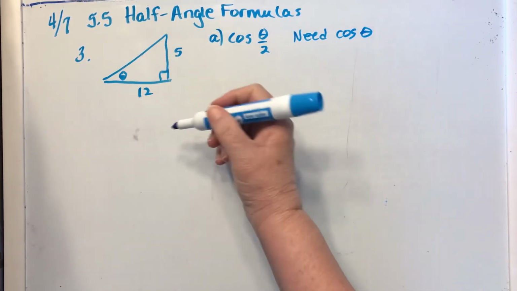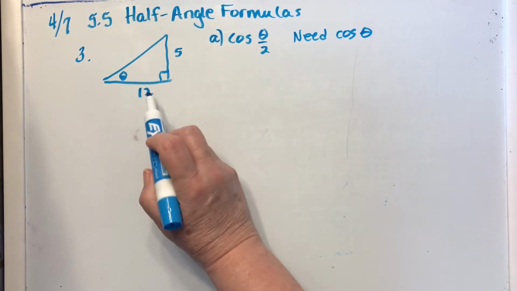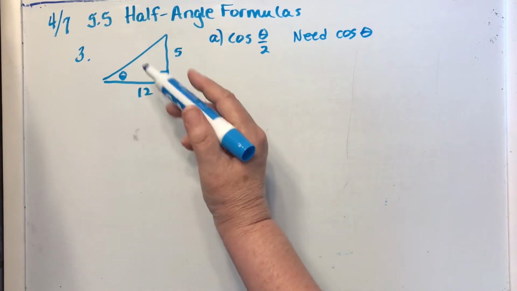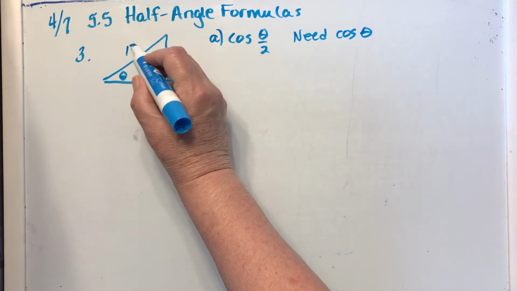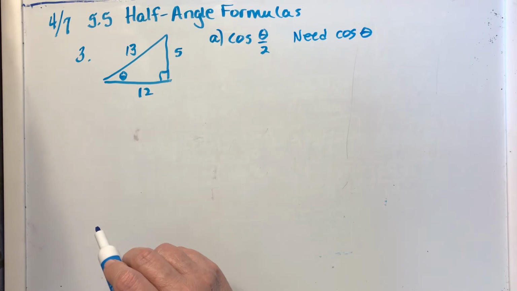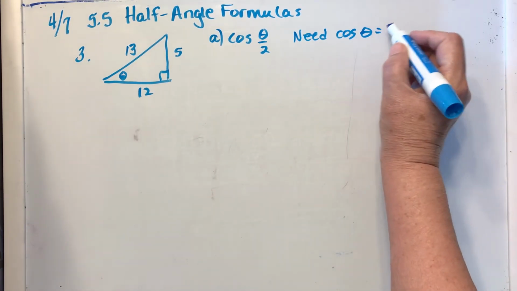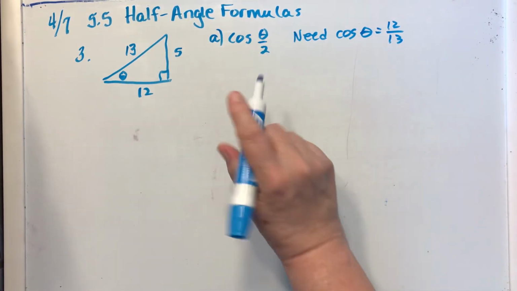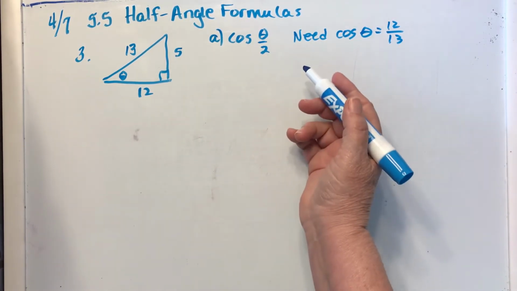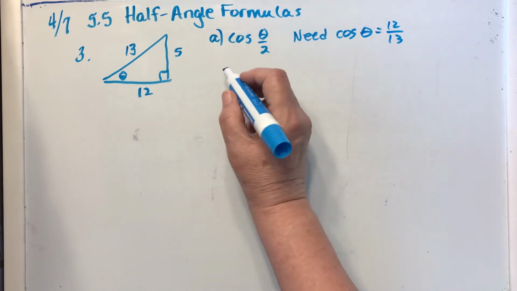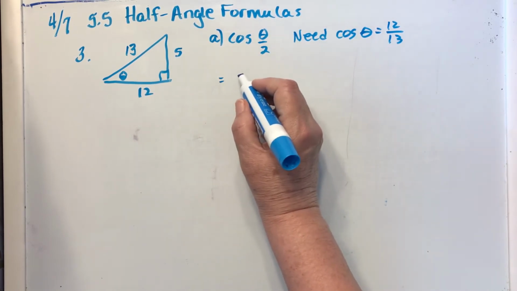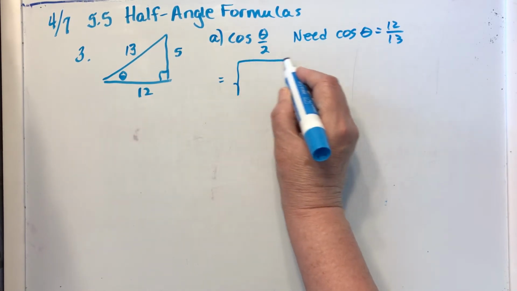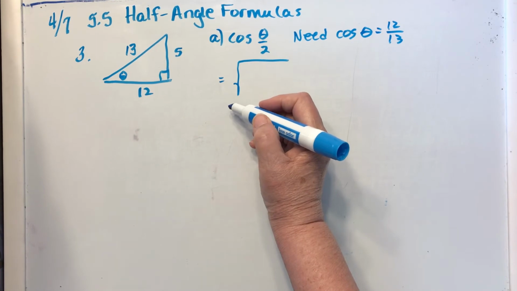So from this diagram, here's my theta. Cosine is adjacent over hypotenuse. Well, we're missing the hypotenuse. Use your Pythagorean theorem, or you may remember your triple. The missing hypotenuse is 13. So our cosine of theta is adjacent over hypotenuse. So for the cosine of theta over 2, notice this time we don't know what the angle is, but we don't need to. Since it's in a triangle, it's always going to be positive, so we don't have to worry about the plus or minus out in front.